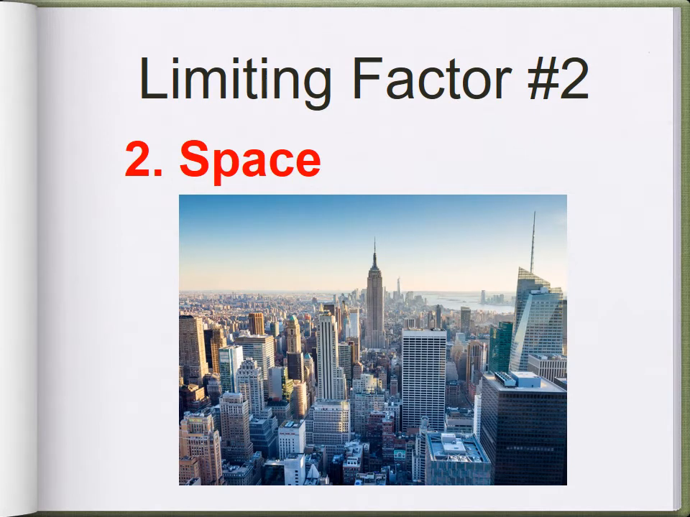Limiting factor number 2 is space. For example, if you were a fish in a pond, well, the size of that pond would determine your population. If the pond got bigger, you could have a higher population. If the pond got smaller because you're in a drought, then the population would also be smaller. So space. Will humans have enough space to live in if the population continues to grow?